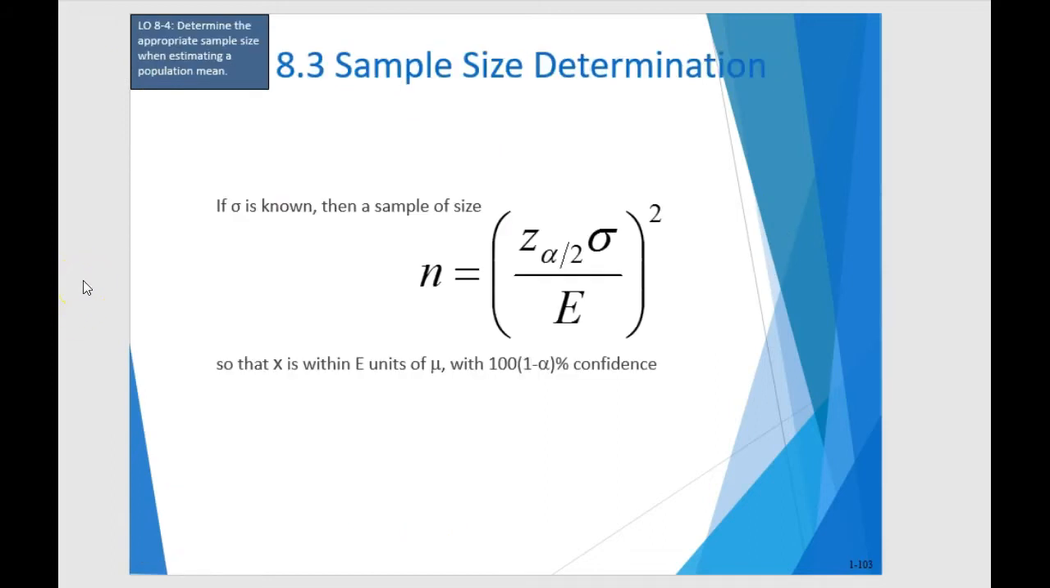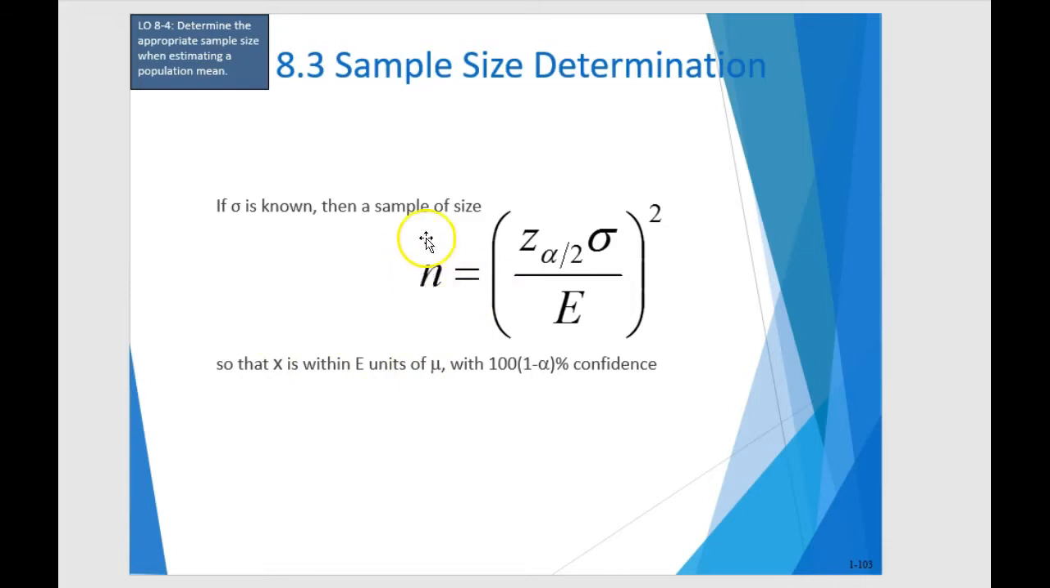So now we're going to be looking at a different type of problem. This formula is going to be based upon the same formulas that we've been using, these Z confidence interval formulas and T confidence interval formulas. So this is just going to be our formula for sample size determination. And this is just the formula that you need to know for that.